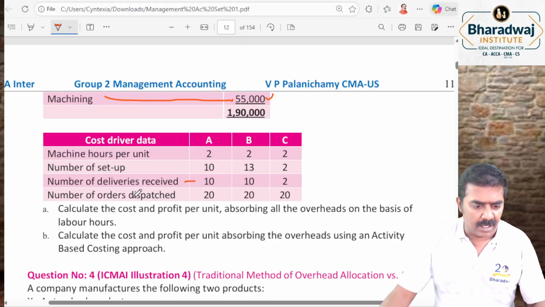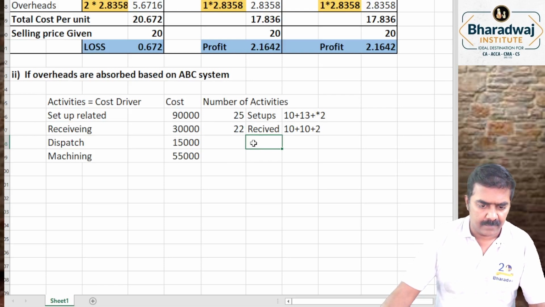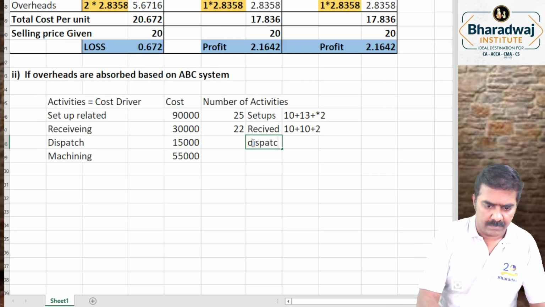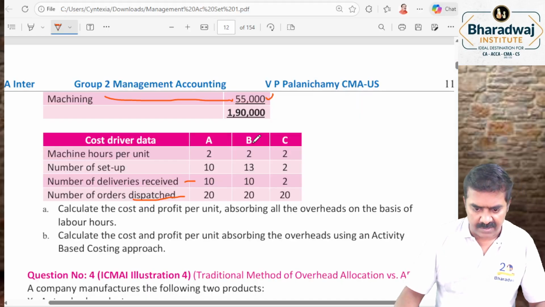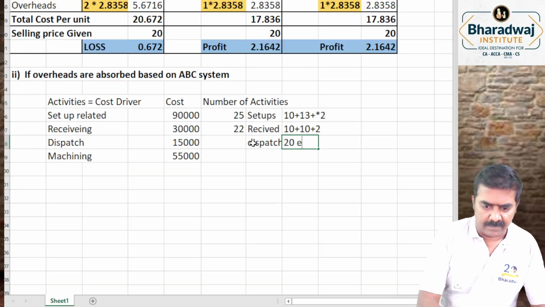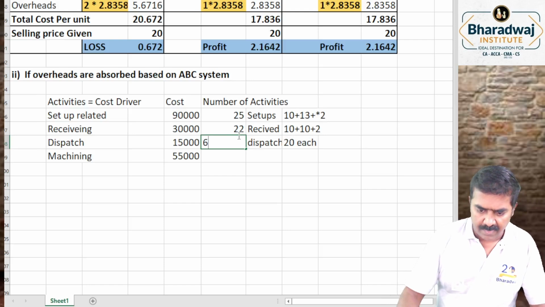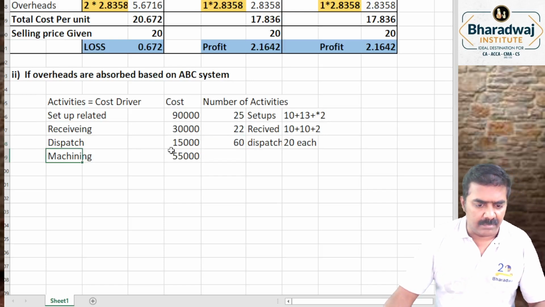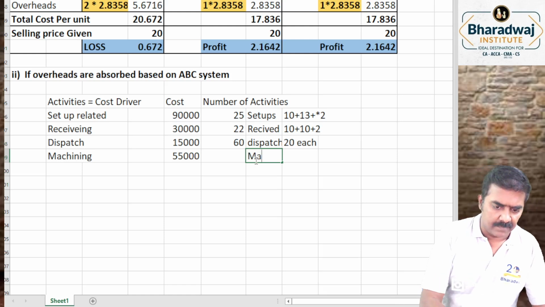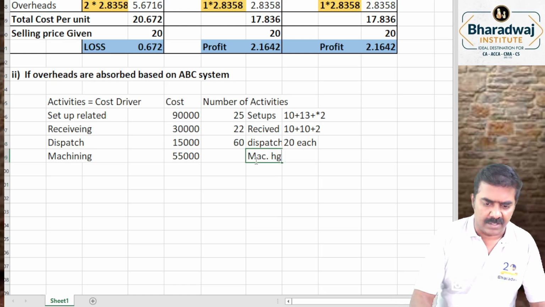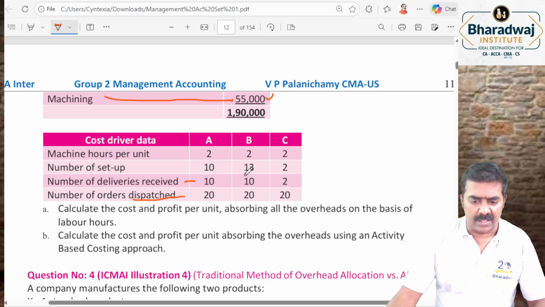Dispatch. How many dispatches? How is it 60? 20 each. Okay, 60 then. Machining, we want machine hours. Machine hours. We want which one? It is given machine hour total or per unit? Per unit. We have to work out.